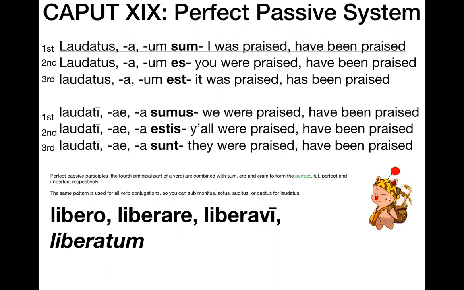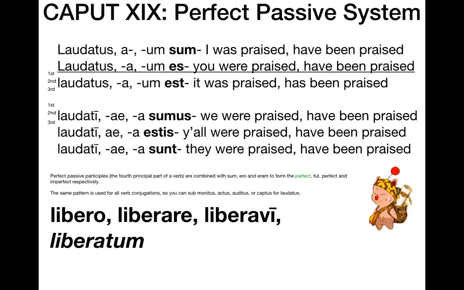There's the participle part. That's what we call the fourth principal part of a verb, the participle. That's almost functioning like an adjective in the way it agrees in case, number, and gender with the subject. And then there's the sum esse part, the more verby part, which agrees with person, number, and tense with the kind of verb that you're trying to express.